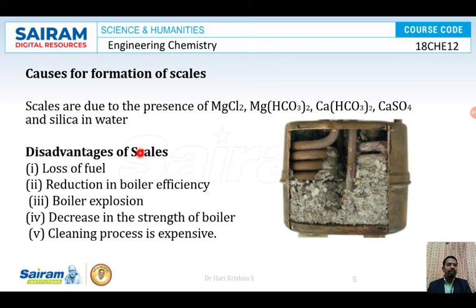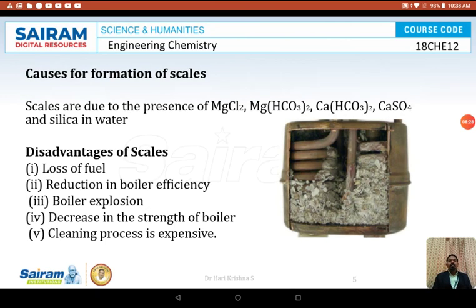If scales are formed, what happens? There is loss of fuel. Why is there loss of fuel? The scale is deposited on the walls of the container. When water flows through this coil, the scale must first get heated up, then the coil gets heated up, and only then the water gets heated up. This is the reason there is loss of fuel.